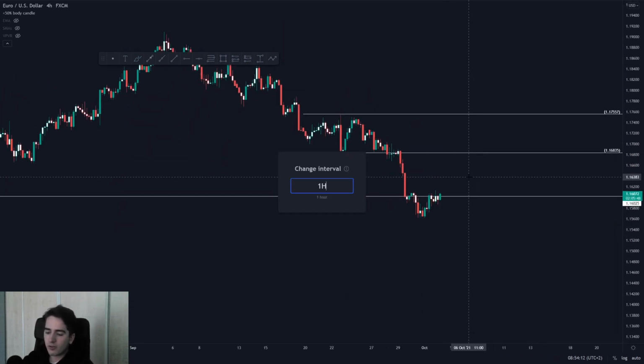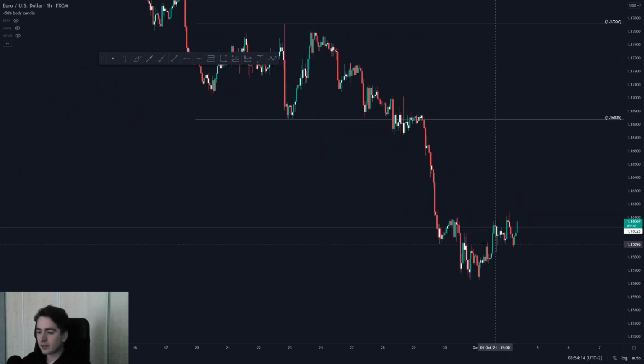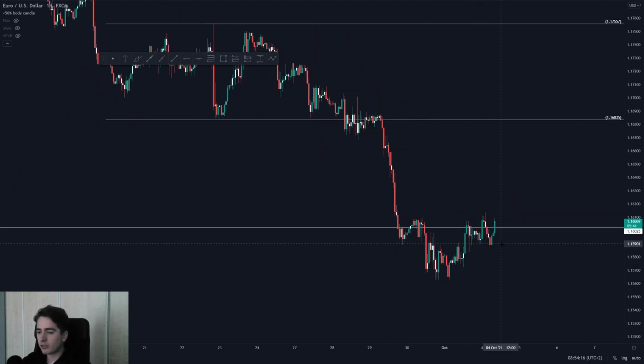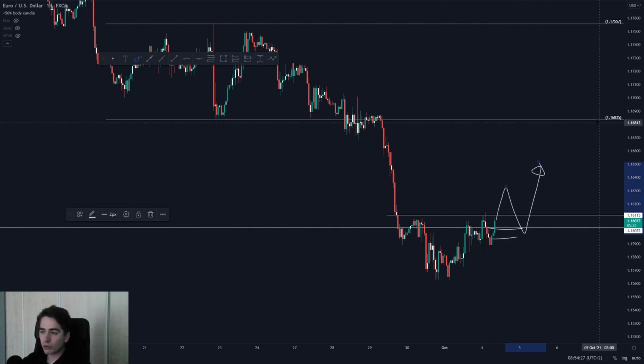Also forming some kind of inverse head and shoulders on the lower time frame, as we can see with the left shoulder, the head, and the right shoulder. So let's see if Euro dollar can break out over here. Wouldn't be surprised. Let's say we do, and we see a nice setup, nice area of demand form, then you could look for a possible short-term long in towards 1.16835. So that's Euro dollar. Let's go over to pound dollar.